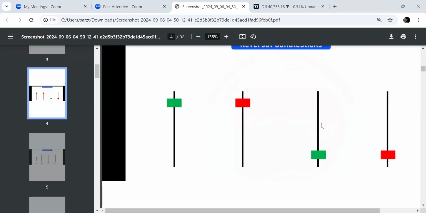See, the difference between inverted hammer and shooting star is how the inverted hammer forms.